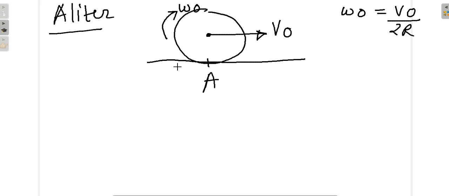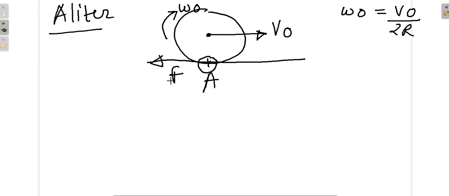Okay, now what are the forces acting here? There is a force of friction acting in this direction. So if I take moments about point A, there is no torque acting at A, because the force of friction is acting through this point. So about point A, there is no external torque. As there is no external torque, the angular momentum is conserved about point A.